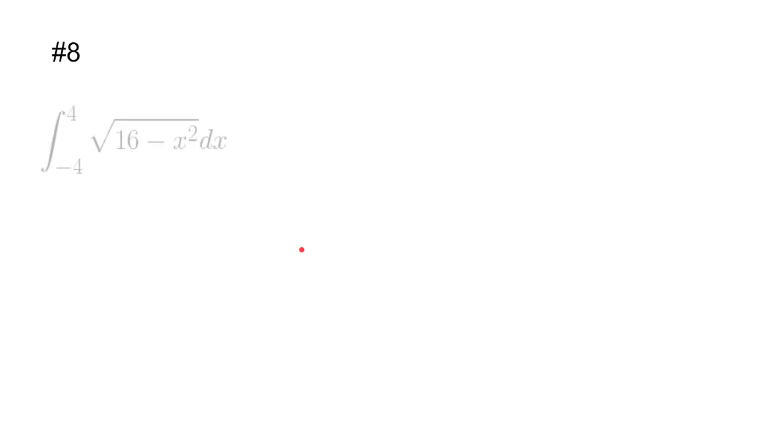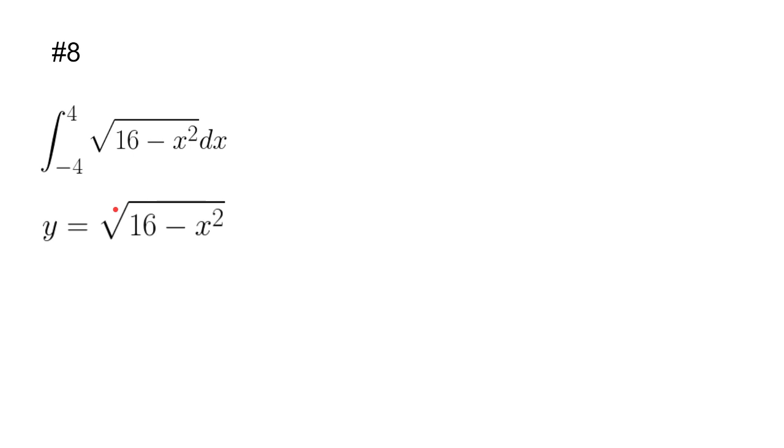For number 8, we're given this integral from negative 4 to 4 of the square root of 16 minus x squared dx, and we're asked to evaluate this, or find the area under the curve. So let's find out what this curve might look like. First of all, we can say that y equals the square root of 16 minus x squared.